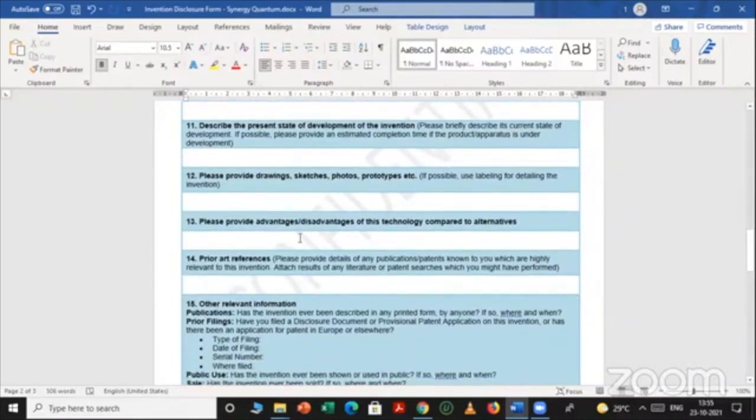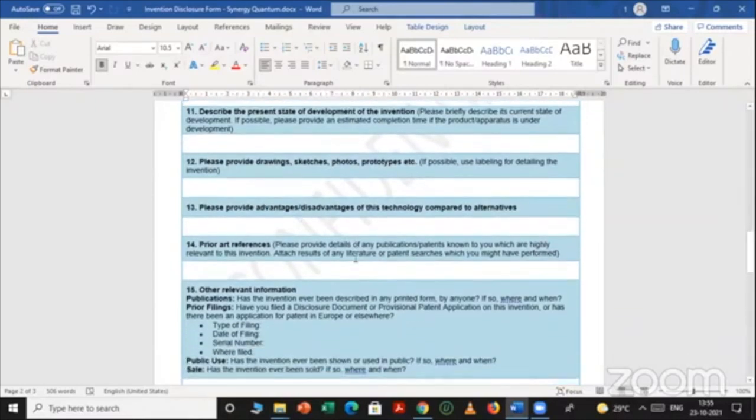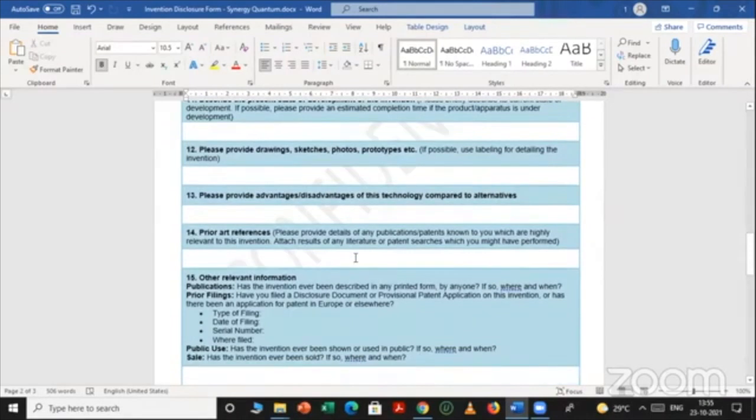Then the 13th point is that you have to provide the advantages and disadvantages of the technology compared to the alternatives. Now this is very important. Whenever I ask any potential client or inventor to write point number 13, they usually provide me the advantages of their invention. They do not talk about disadvantages. This is a very crucial part.